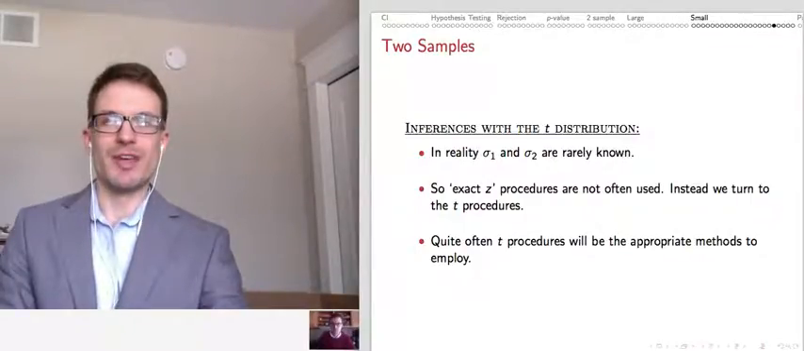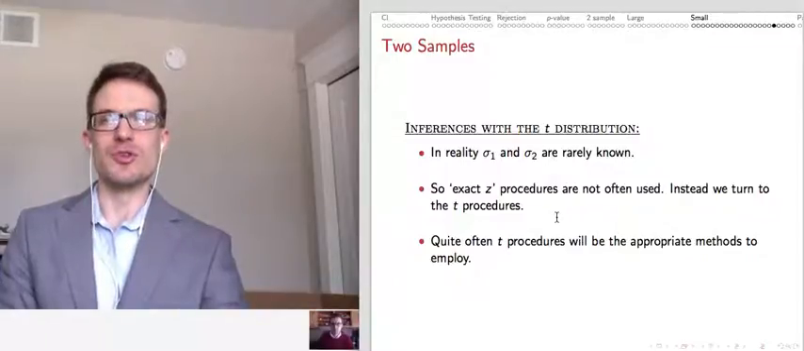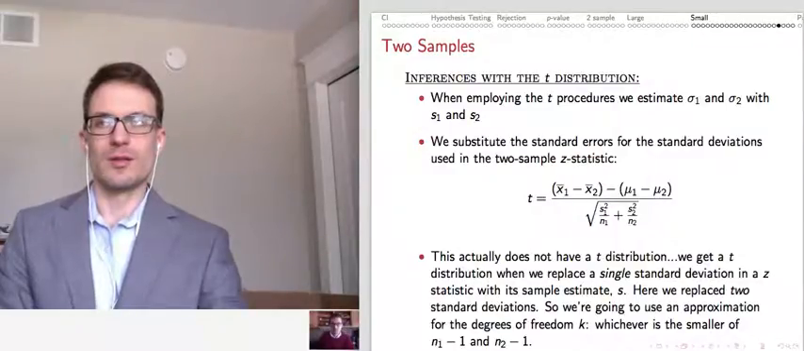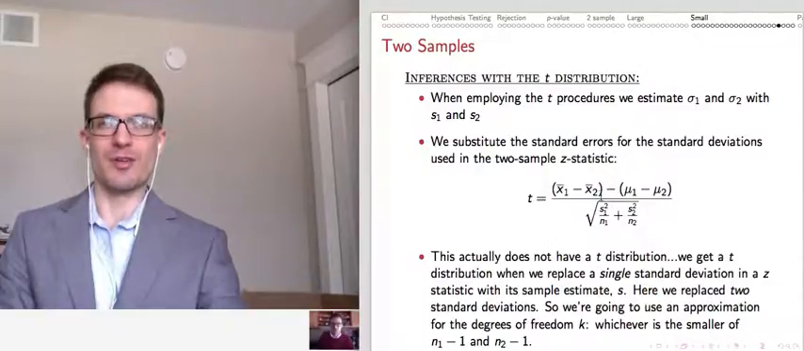Okay. So here's a comment on inference with a t-distribution. We often don't know the population variances and therefore cannot use the exact z procedure. Instead, we'll use the t-distribution in those instances, and this is pretty common. We'll use the t-distribution quite a bit. Now, if you want to use the t-distribution, it works just like a z-score. The difference of sample means minus the difference of population means divided by the standard error.